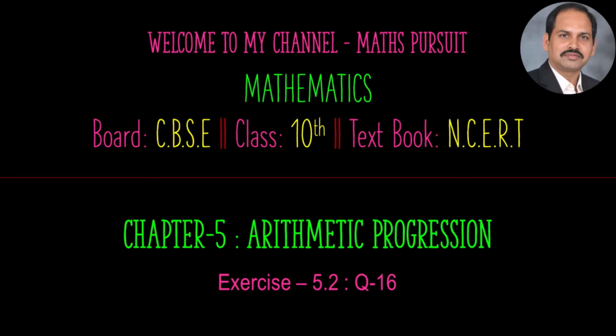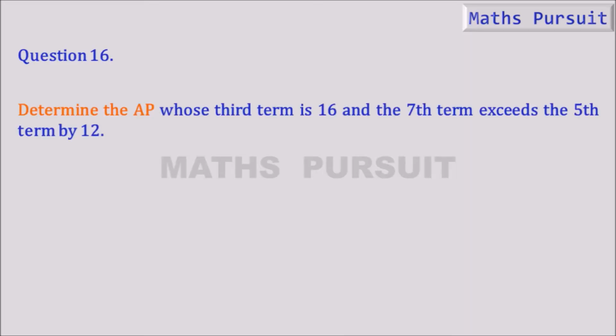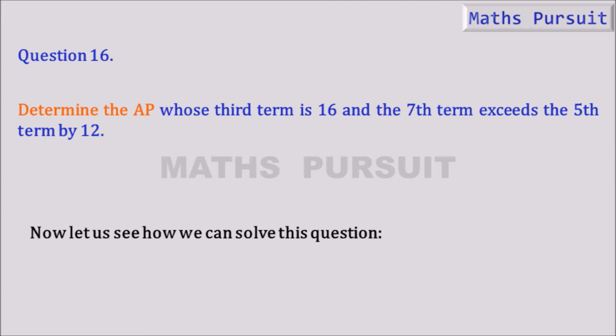Today we are going to look into exercise 5.2 question 16 from chapter 5 called arithmetic progression. So let's see what exactly we have in question number 16. It is given: determine the AP whose third term is 16 and the seventh term exceeds the fifth term by 12. Now let's see how we can solve this question.